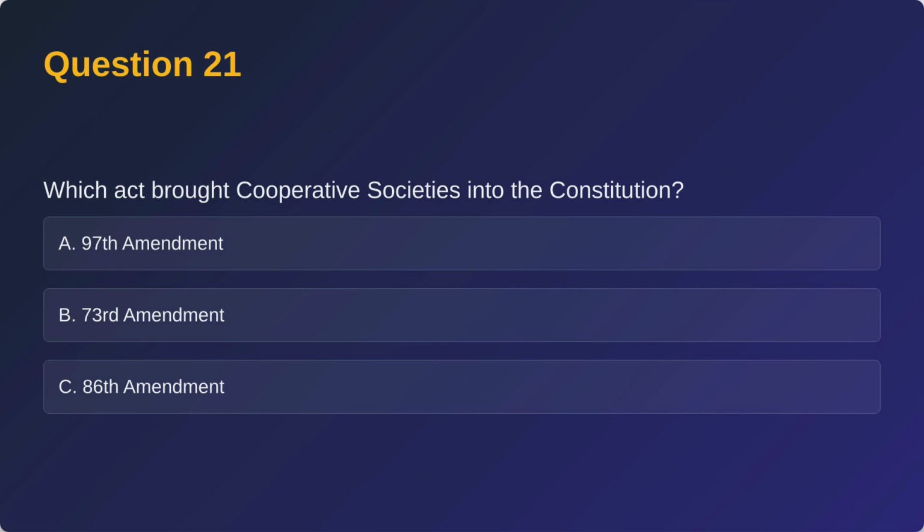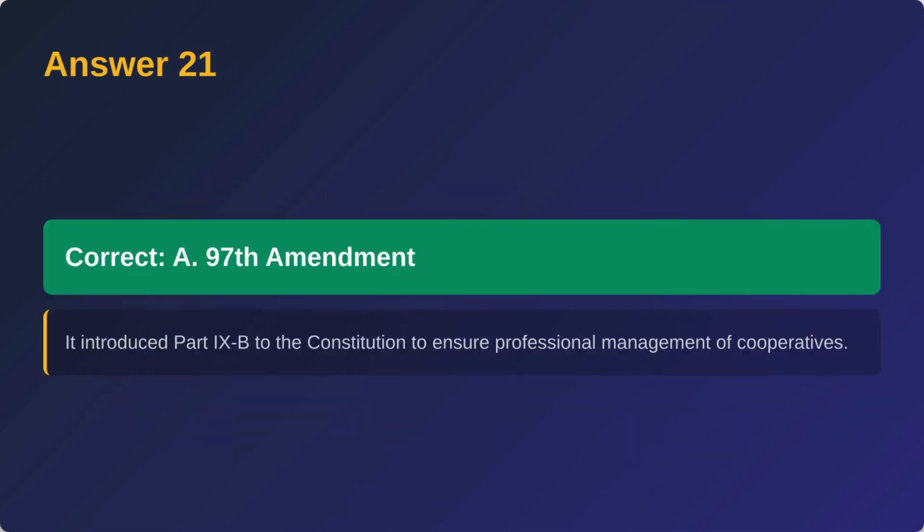Question 21. Which act brought cooperative societies into the Constitution? Answer 21. The 97th Amendment. It introduced Part 9B to the Constitution to ensure professional management of cooperatives.